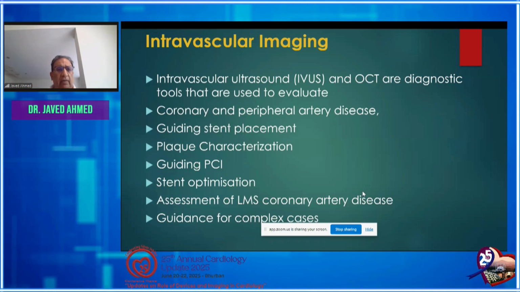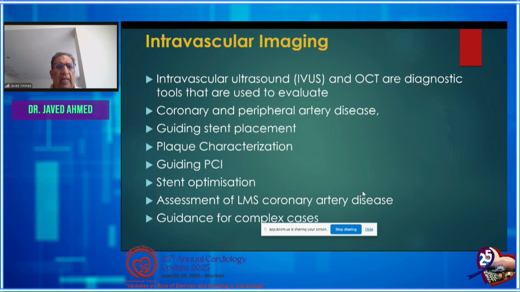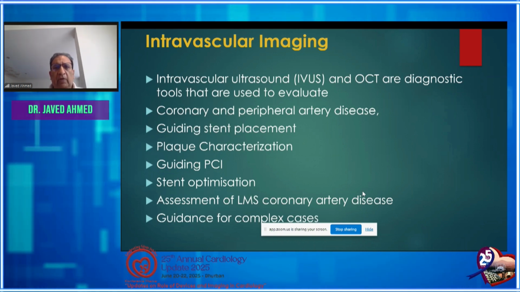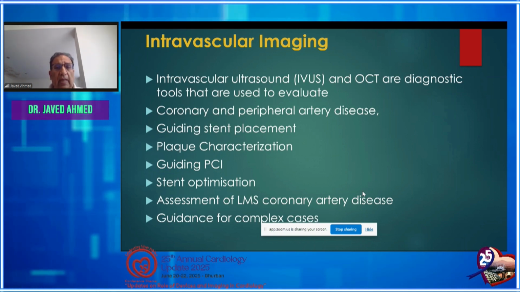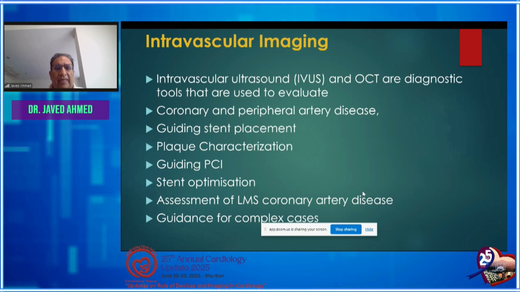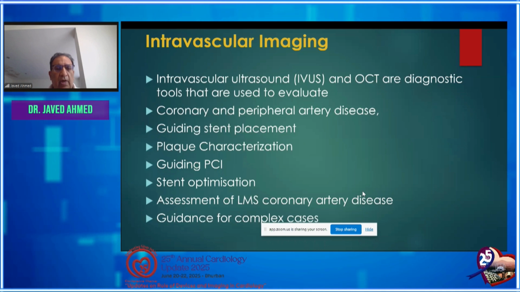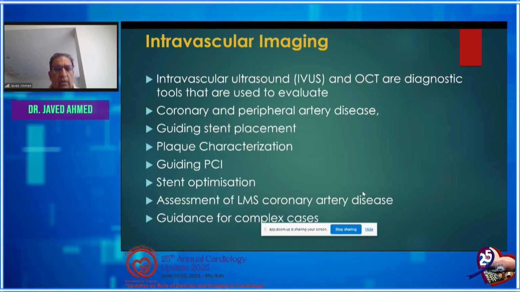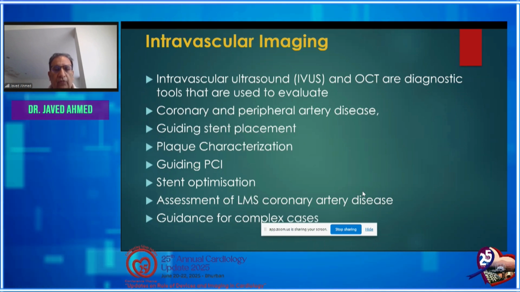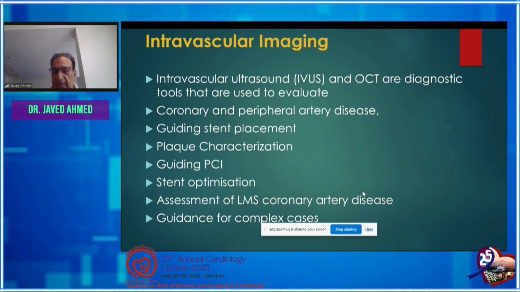What are the common and normal indications for intravascular imaging? You can use intravascular imaging and OCT to evaluate the coronary and peripheral arteries, guiding stent placement, plaque characterization, guiding PCI, stent optimization, and assessment of left main coronary artery disease and guidance in complex cases.